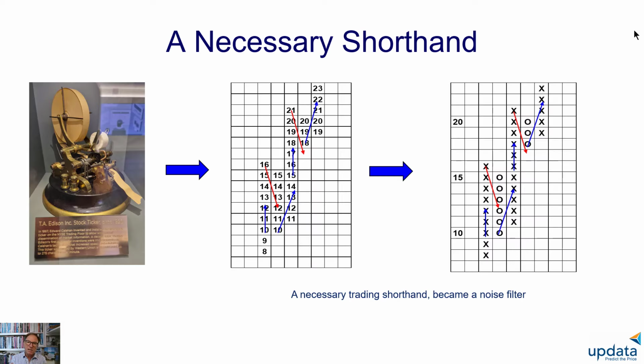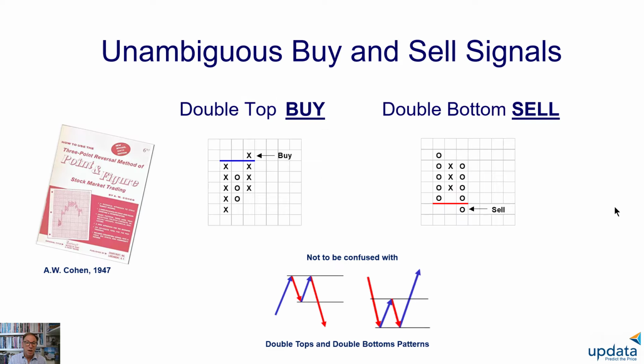But as I say, it was a necessary shorthand. The ticker tape prices were coming out. That was the noise of the market. And what people did was they just recorded the key numbers as they came out, so key round numbers. And then this was the figure chart, and then they realized they could actually just record points on a grid, and this is really where point and figure charts were born.